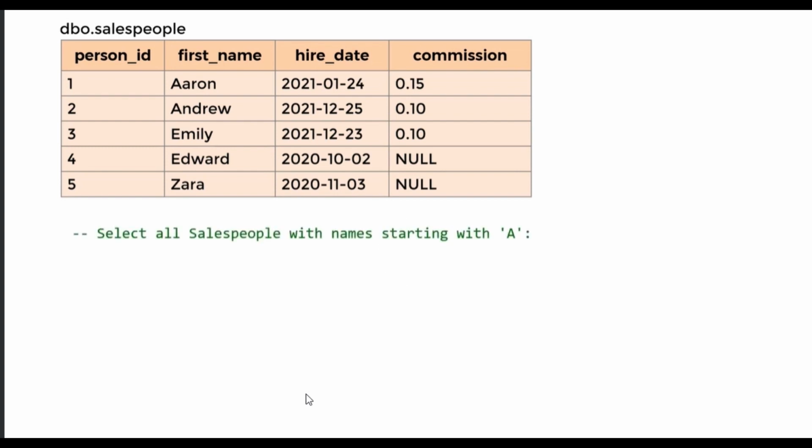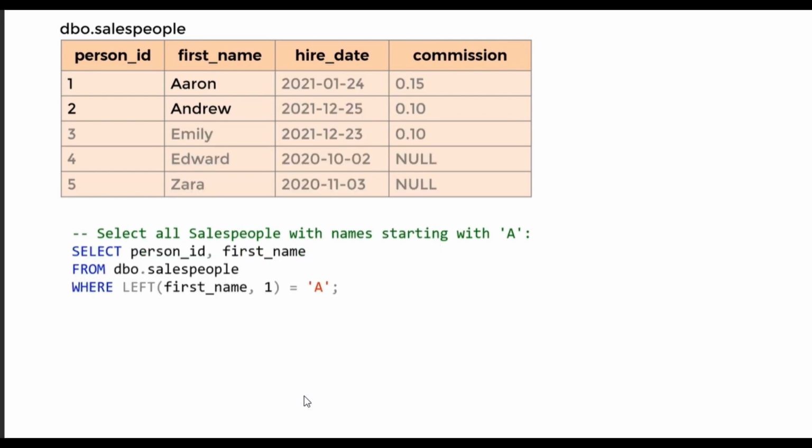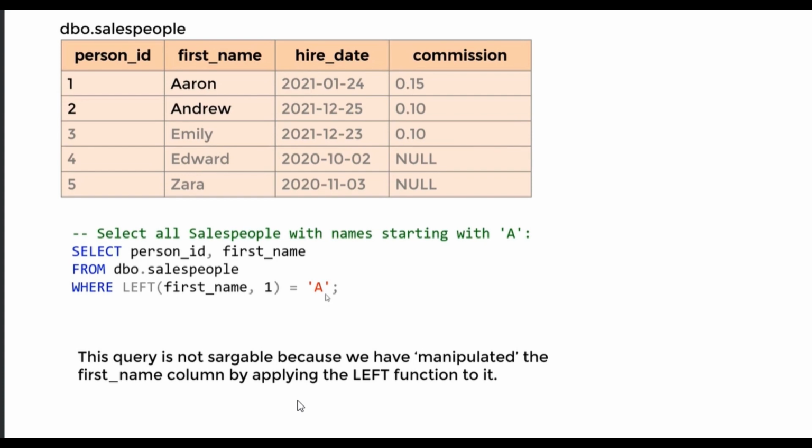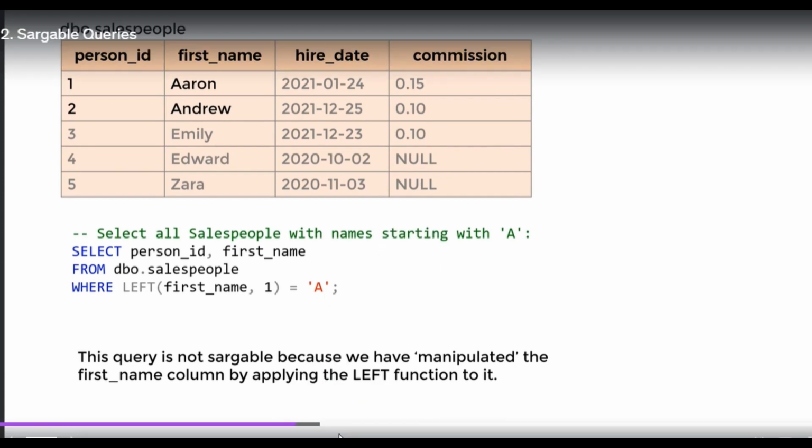Let's say we want to select all salespeople with names starting with A. We could do this by writing the following query. In this case, just two rows are returned, Aaron and Andrew. The query is not searchable because we manipulated the column. Let's see how to make this into a searchable query.